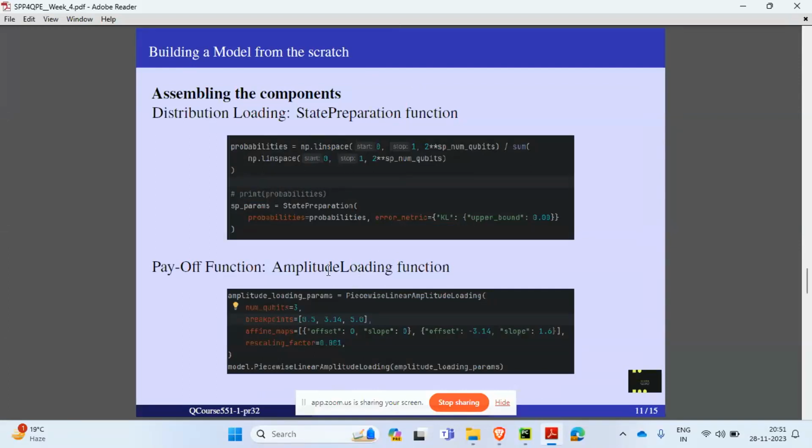Then we have the amplitude loading function. What does this do? This basically defines the payoff. So, for example, if you look at this breakpoint list here, 0.5, 3.14, and 5, it means that the strike price is 3.14. Between 0.5 and 3.14, your offset is 0 and slope is also 0, which means f of i, a linear function of the form ax plus b, is 0. So between 0.5 and 3.14, you won't have anything. And between 3.14 and 5, you have this payoff function. So this is the payoff function part.